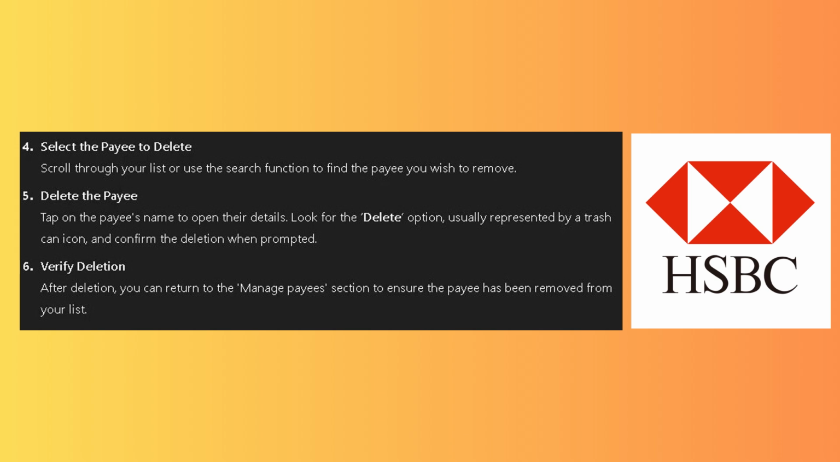Then, delete the payee. Tap on the payee's name and open their details. Look for the delete option, usually represented by a trash icon. Then confirm the deletion when prompted.